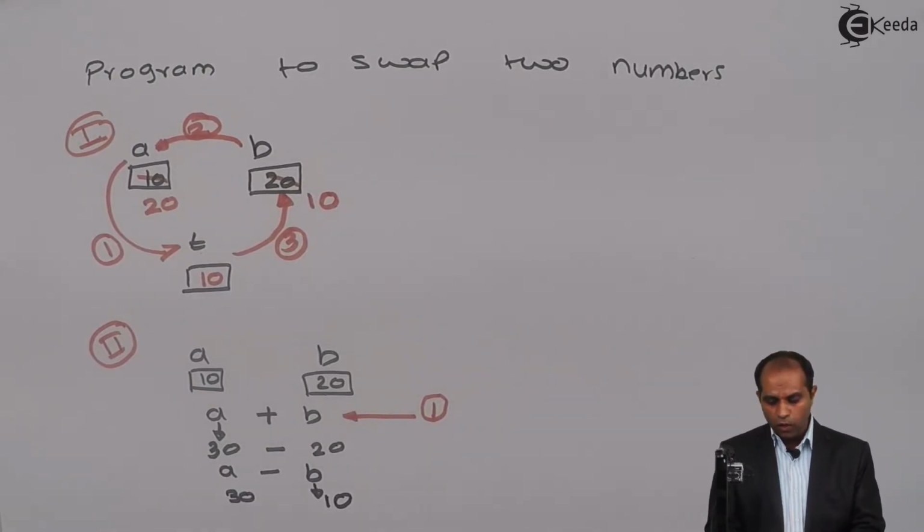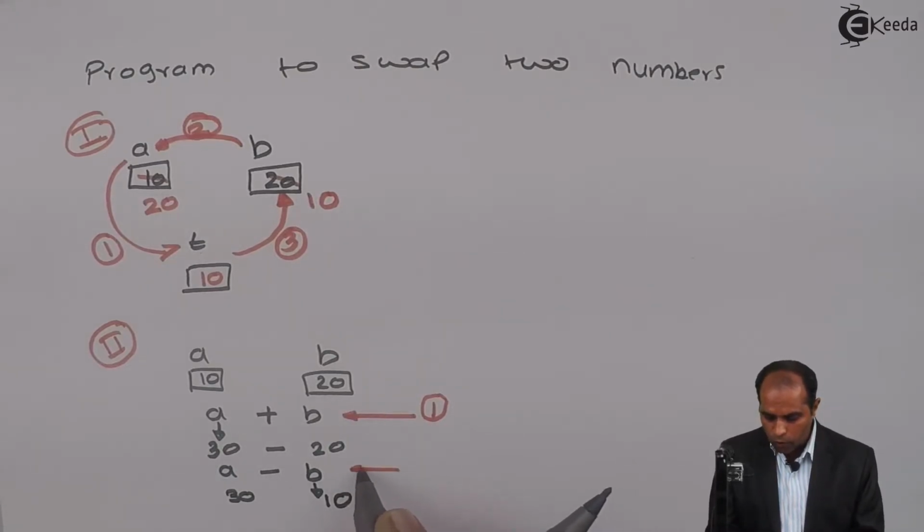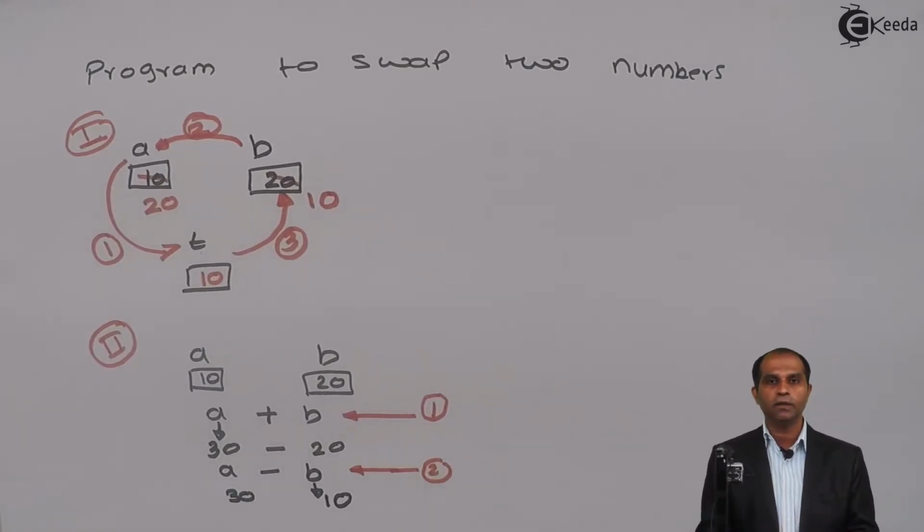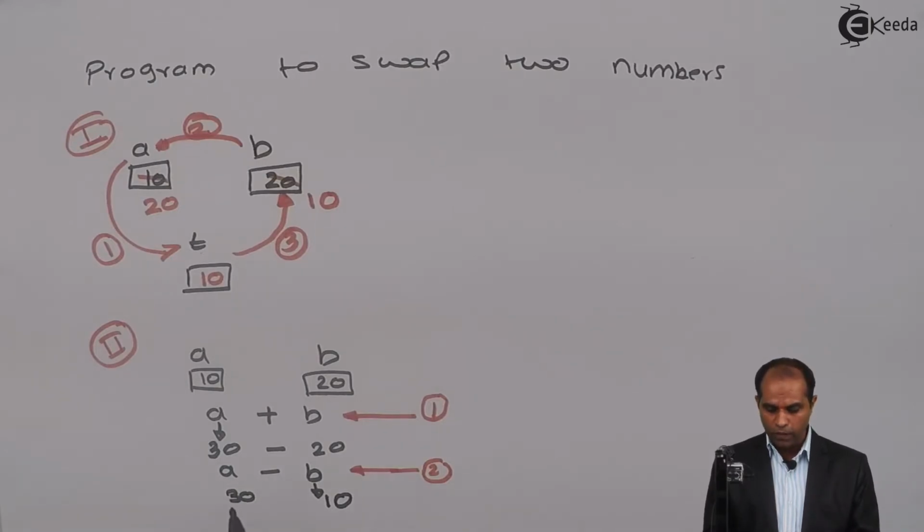So again, you continue the same process. Let me identify this as step number 2. What we did in step number 2 was subtract the result value into the other variable and store the result into the other variable. So the fresh values of A are 30 and B are 10. Now you again carry out a subtraction. So when I carry out the subtraction, let me put a subtraction symbol at this place.